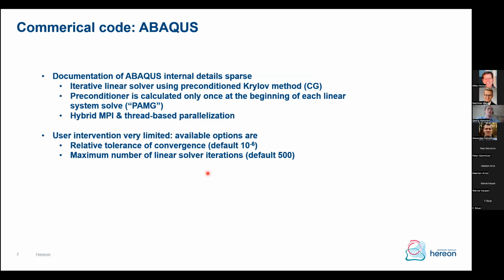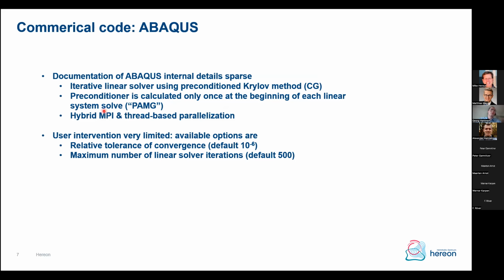If you have a look at Abaqus, which we've used so far, to be honest, the documentation is very sparse. They just tell us there's an iterative linear solver in use. It's a preconditioned Krylov method. At some point it says that CG is used. And at one point, the preconditioner is described as PAMG, so I assume some multigrid method, but there is actually no more detail that is directly obvious.